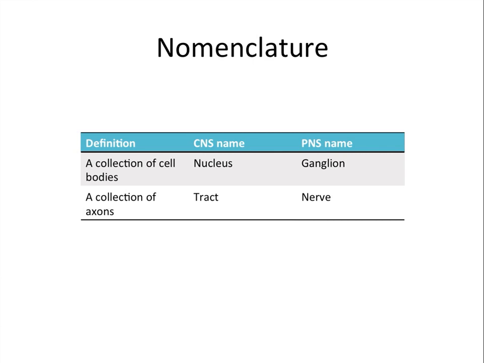So a collection of cell bodies in the central nervous system is referred to as a nucleus, whereas a collection of cell bodies in the peripheral nervous system is known as a ganglion. A collection of axons in the central nervous system is known as a tract. However, a collection of axons in the peripheral nervous system is known as a nerve. So hopefully this clears a few things up for you.